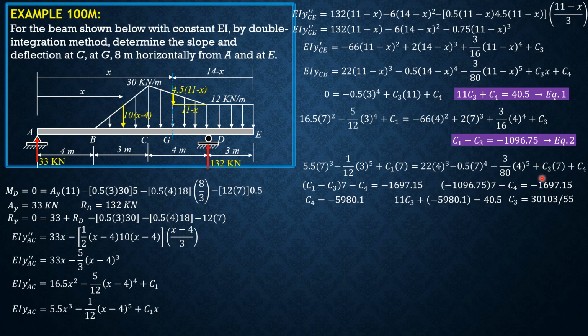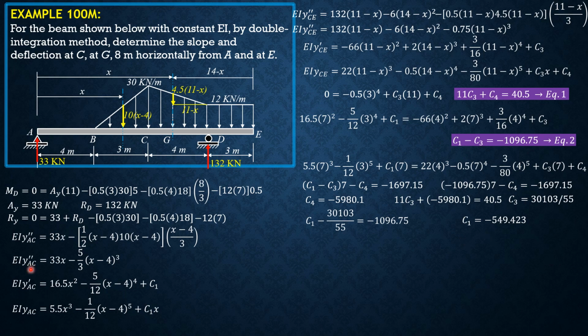Then substitute into equation 2 to solve for c sub 1. So c sub 1 minus 3103 over 55 equals negative 1096.75. Solving for c sub 1, c sub 1 equals negative 549.423 in decimal.